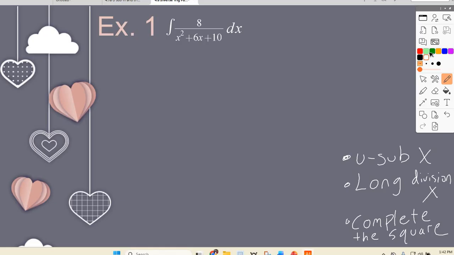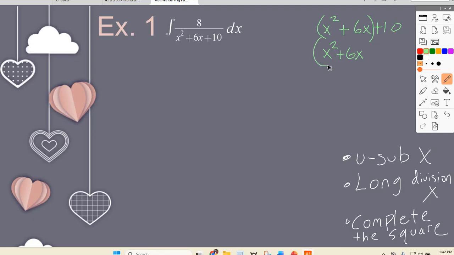Now I am going to come over to the side and complete the square by itself, just because otherwise you have to write the integral and the fraction symbol every single time, so that's a lot of writing. So that's why I just do it separately first. I don't have an a value this time, so we don't have to factor anything out. So we just group our first two together.